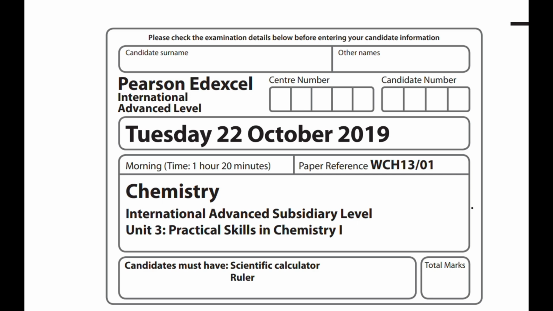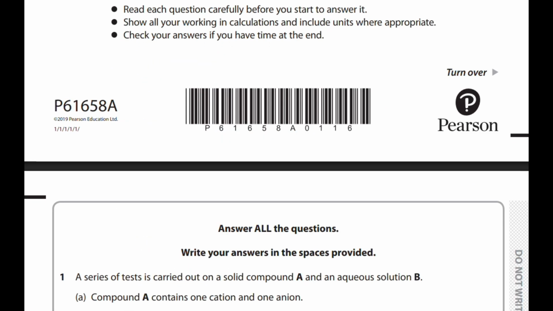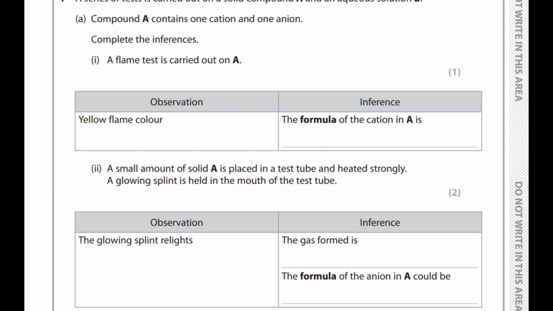Today we are going to discuss Edexcel IAL Chemistry, Paper 3, October 2019. Let's start with question number 1. A flame test is carried out on A. Flame color, the formula of the cation in A is... As the flame color is yellow, you know the yellow color of the flame is given by sodium ion, and you need to write the formula.